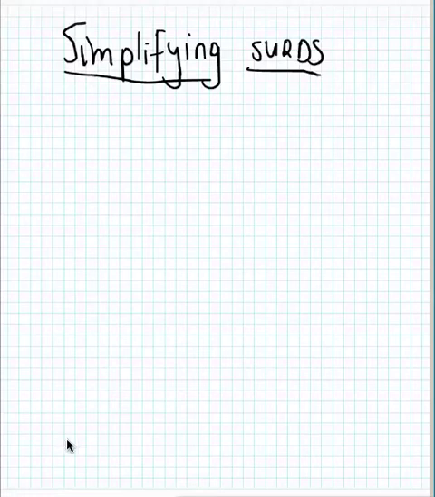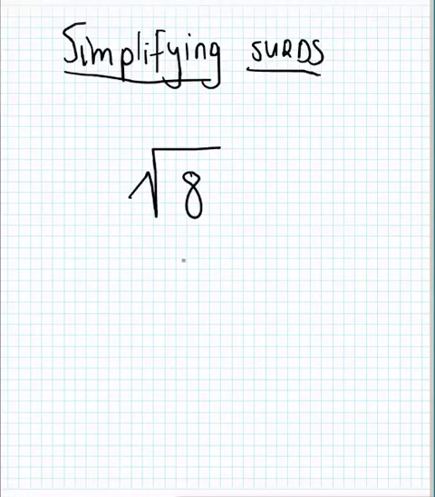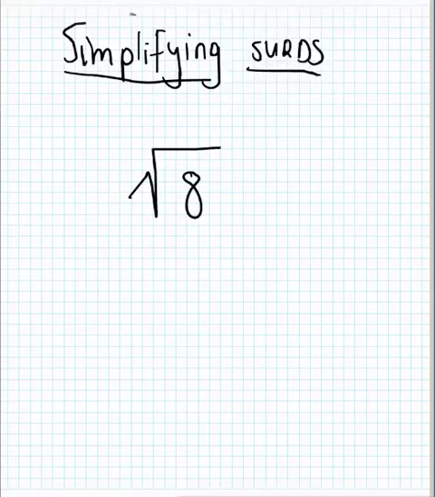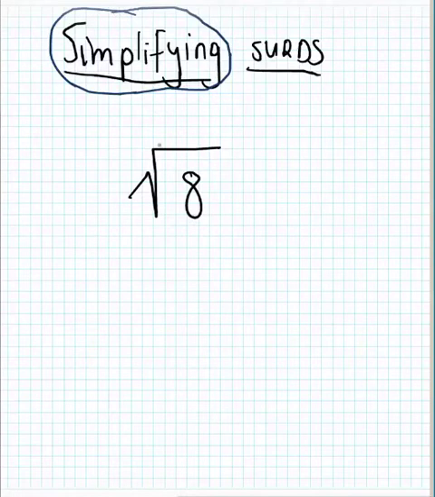Hi, so this session is on simplifying surds. So now that we know what surds are, for example, if I have the square root of 8, I know this is a surd because it's irrational, its decimal never ends, and it has no pattern. Now, I can leave the square root of 8 the way it is, but I can also simplify it. Simplifying means to make it, I guess, more simple.